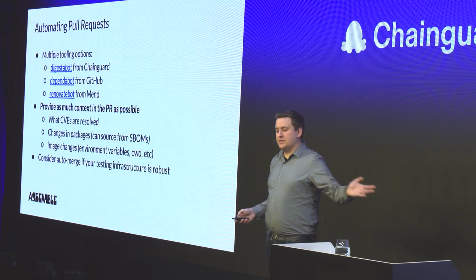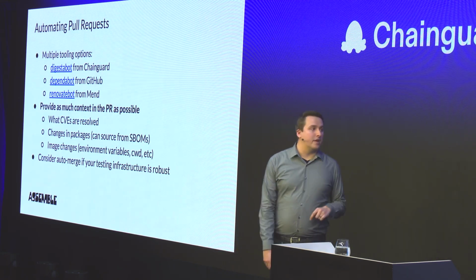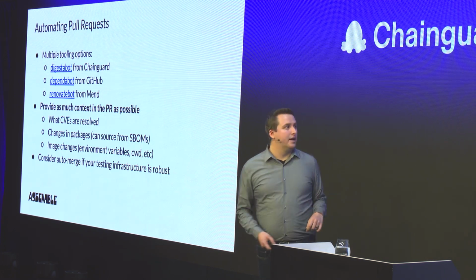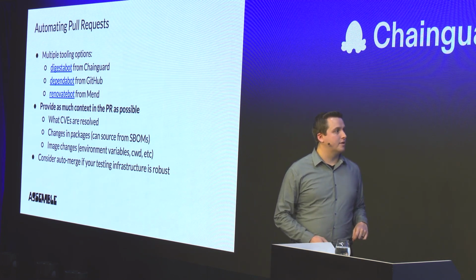What CVEs were resolved in that new version? What changes in packages maybe? What other changes in the image potentially happened? And if you have robust testing infrastructure, you could consider auto-merging those version upgrades. Be careful, but if that's a good fit for your org, you can look into that.